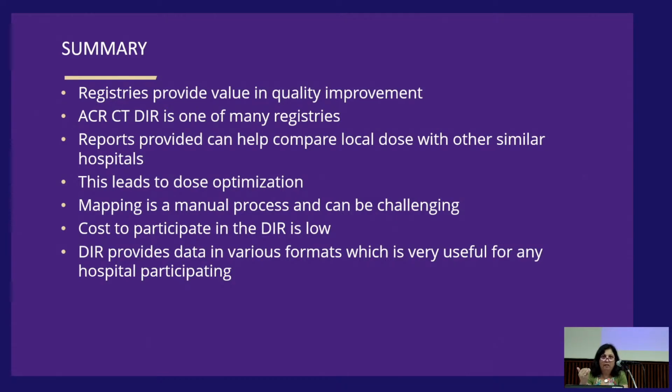And I always advise when I give this talk in the US for people who don't have a dose monitoring system, because in the US, I'll give you an idea for Dose Watch, which is what we have, and we use for all modalities, it can cost $90,000 to $100,000. That is a lot of money to spend on a dose monitoring system. So participating in DIR, I think, is a cheaper way of doing it, if you don't want to spend that kind of money. So I always advise, especially sites that are community hospitals, rural area, go spend this $2,000, so much better than spending $100,000. And the DIR provides data in various formats, which is very useful for any hospital participating.